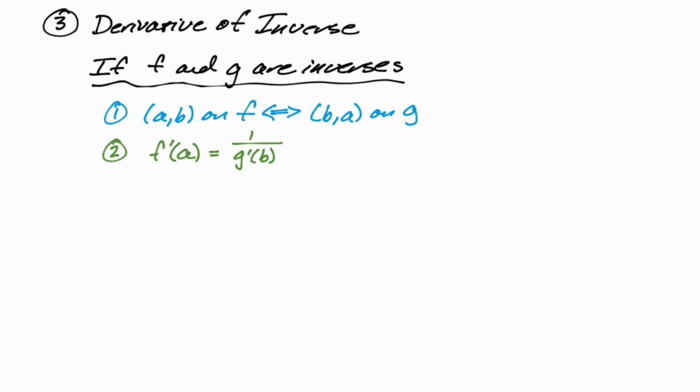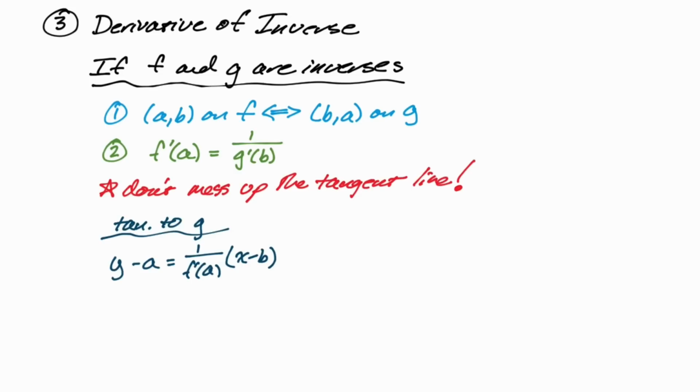Now I have an additional tip for this because sometimes you're not just asked for the value of the slope of the inverse. Sometimes you're asked for the tangent line. Do not mess up the x and y coordinates of the tangent line. So because the point (b, a) is on the graph of g, if you're writing a tangent line in point slope form, make sure that you do y minus a is 1 over f prime of a times (x minus b). I mean, it should just be g prime of b, but we know that g prime of b is 1 over f prime of a.